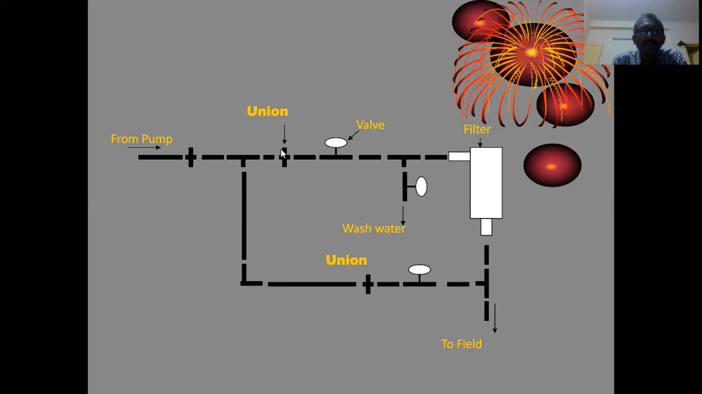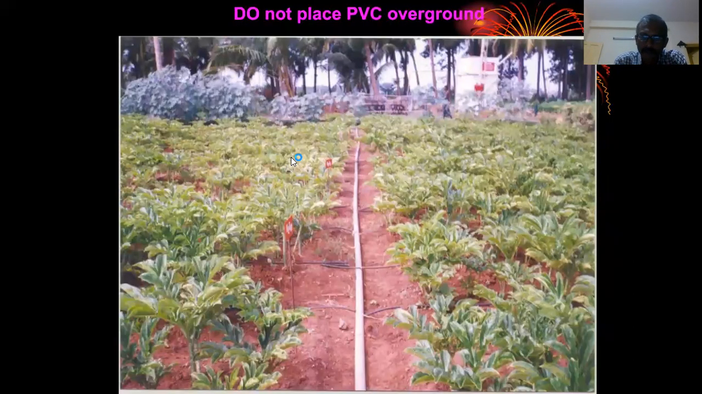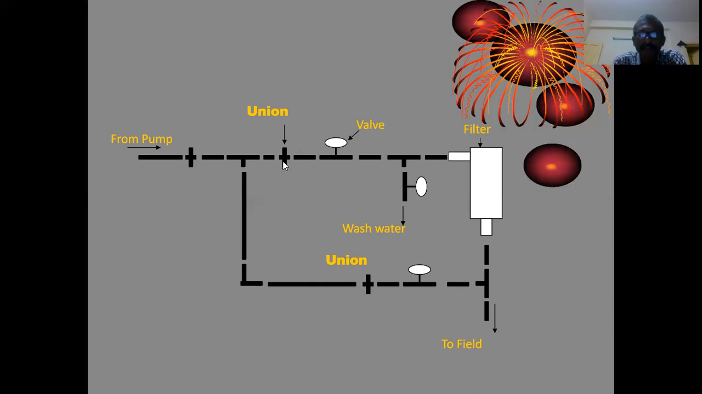So look here, this union. If some kind of repair occurs for this valve or at this filter, then one has to open it. If everything is connected without a union here, it cannot be opened. Even fitting becomes difficult. So if you have a union here, and you unscrew the union, then the part on this side and the part on this side can be disassembled. Same way here also, same thing.